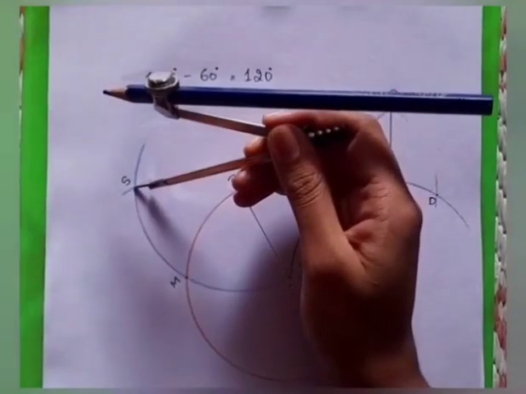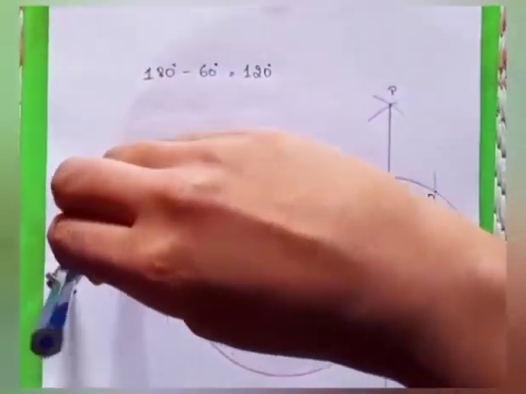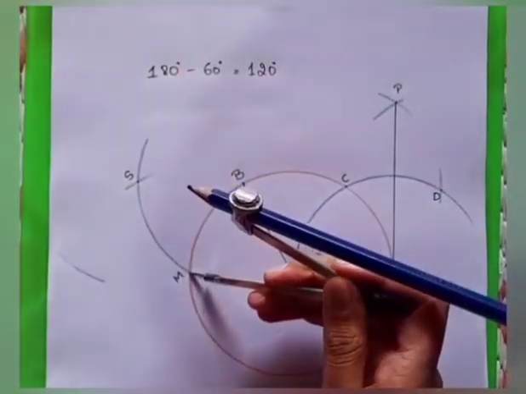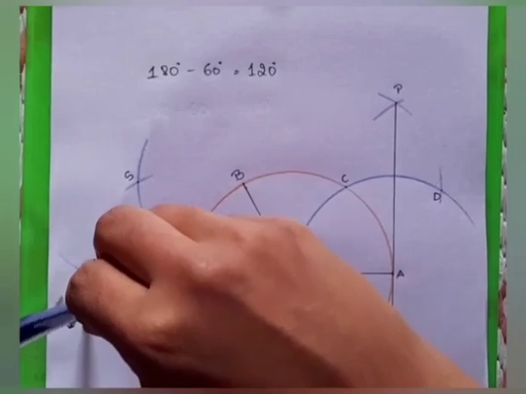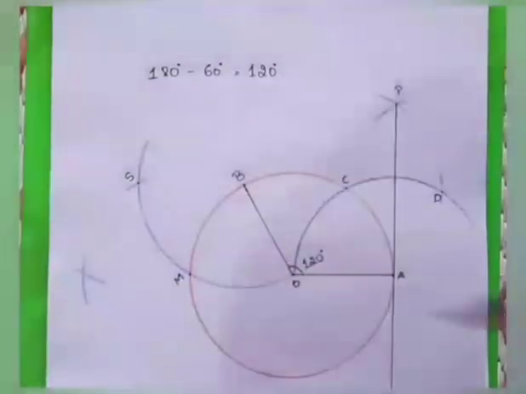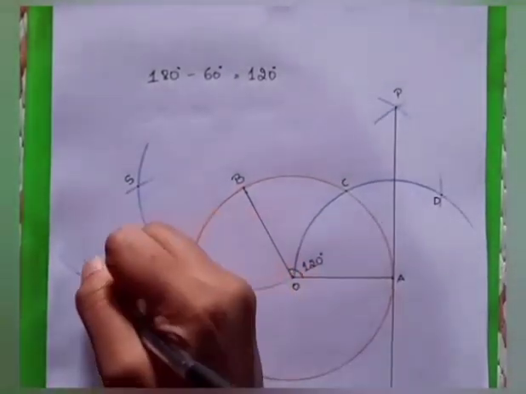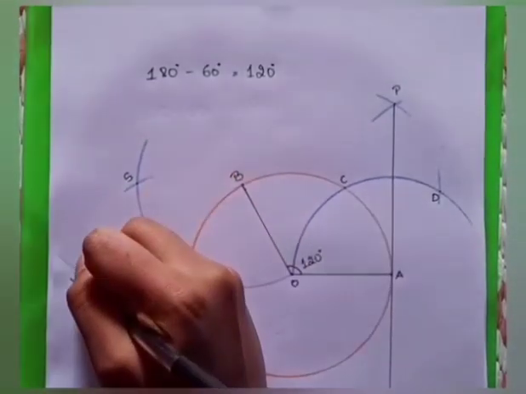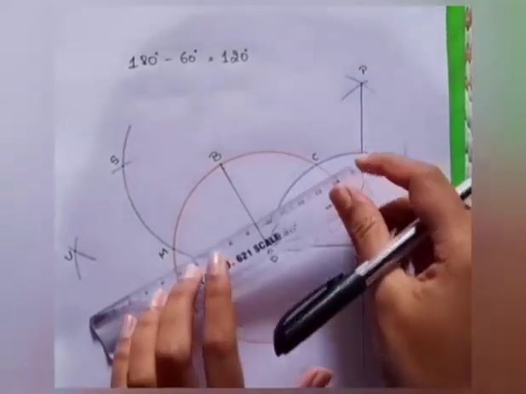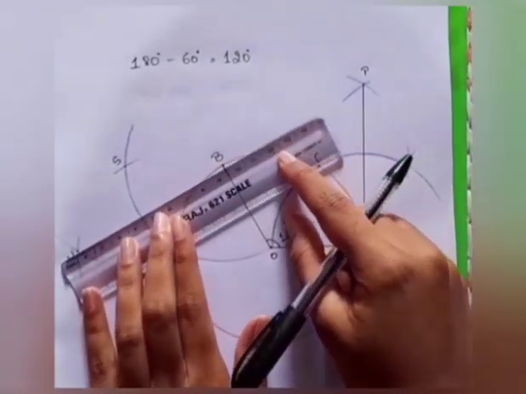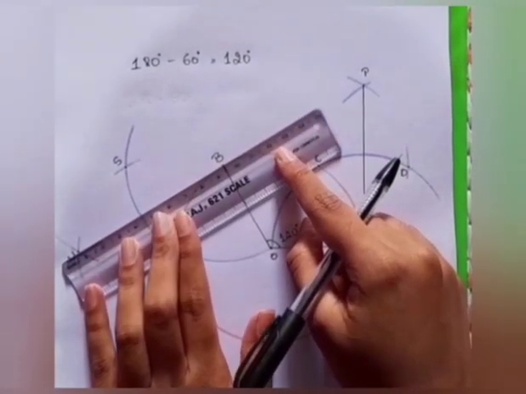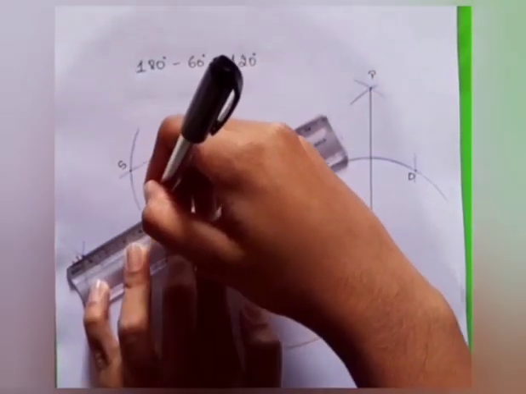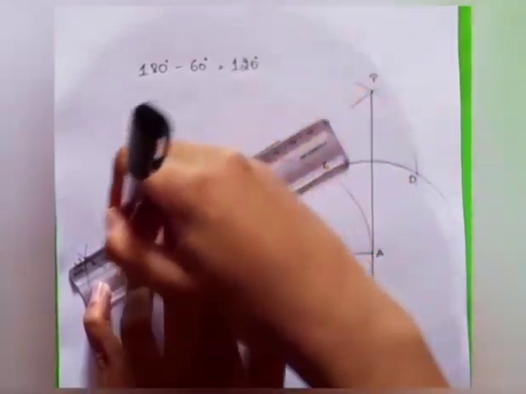From the point S, cut an arc, and from the point M, cut another arc. Mark that point as U. From the point U, draw a line passing through the point B till it touches the point P.